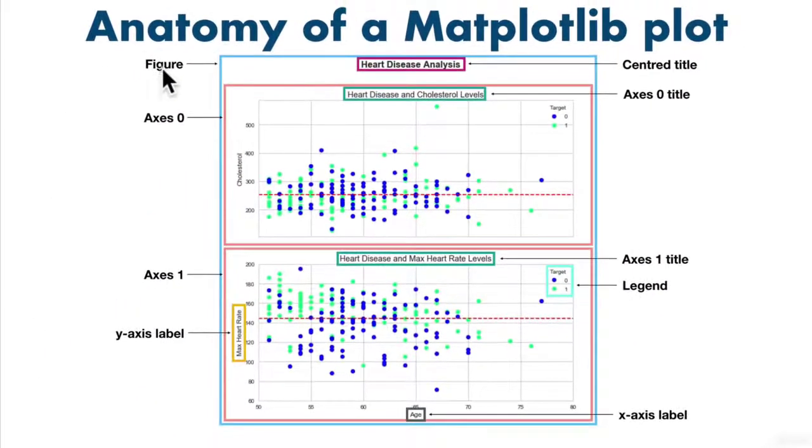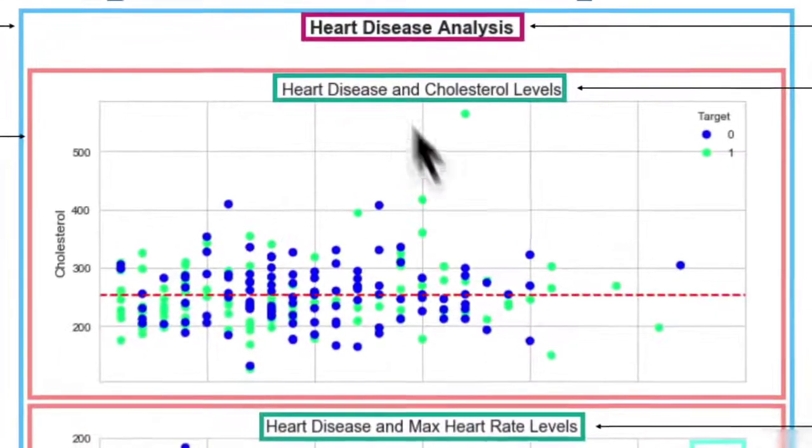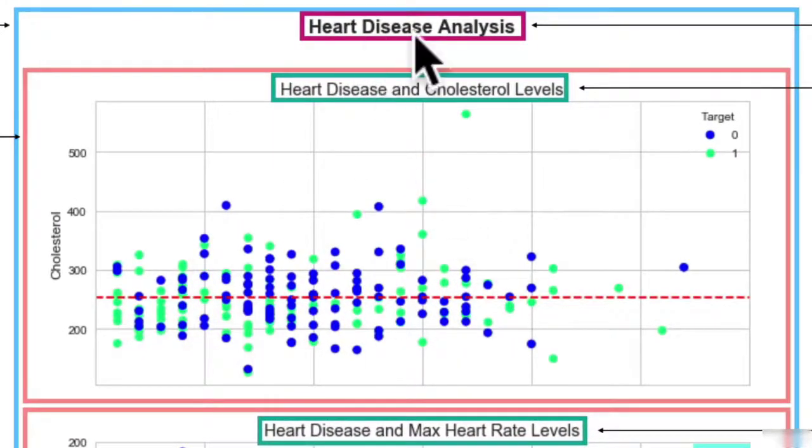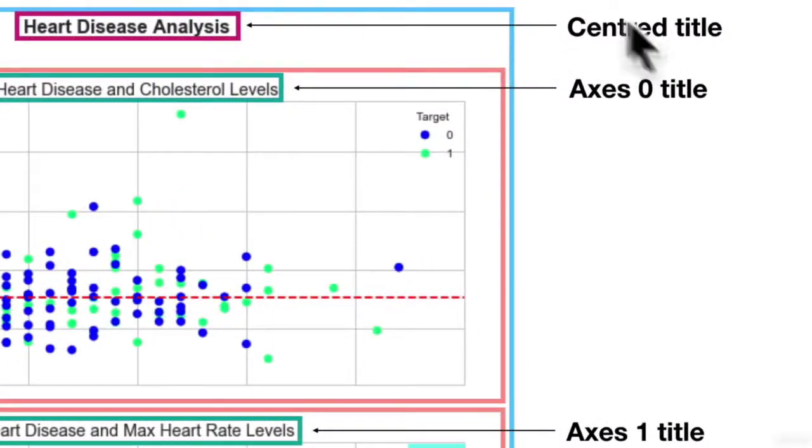So if we look at it, the figure is kind of like the giant section here, everything, the blue square. The figure contains all of it. It's like the blank canvas. And then what we're going to do is start to add things as we go to make our plots look beautiful. So we've got some data here. This is heart disease analysis. This is the centered title.